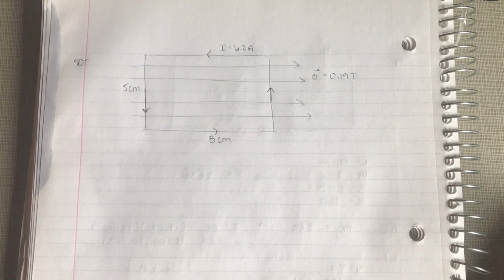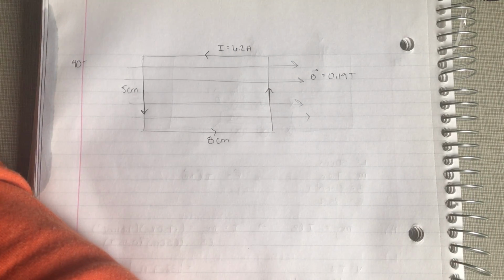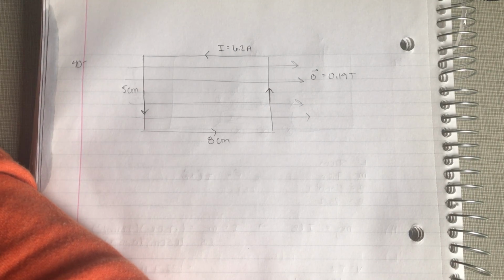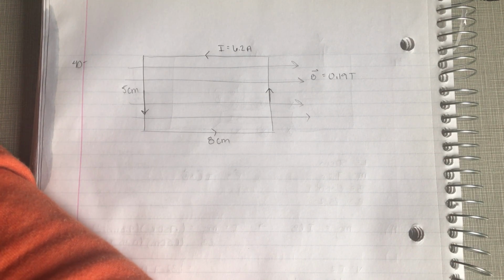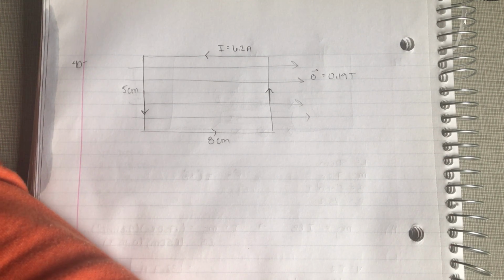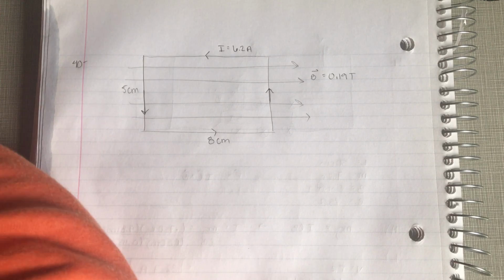27.40. The plane of a 5 centimeter by 8 centimeter rectangular loop of wire is parallel to a 0.19 Tesla magnetic field. The loop carries a current of 6.2 amps. What torque acts on the loop? What is the magnetic moment of the loop? And what is the maximum torque that can be obtained with the same total length of wire carrying the same current in this magnetic field?